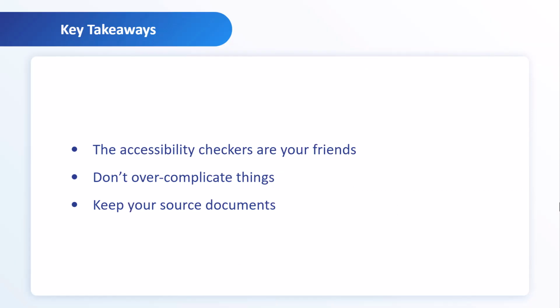So our key takeaways from today are really the checkers are your friends, and that's the Word checker as well as the Adobe checker. When you write and design documents, don't overcomplicate things. Try to keep things as simple as possible. Your heading structure, your use of forms, all those things. The simpler you can make it to communicate, the easier it's going to be to make it accessible for everyone and understandable by everyone. And then the final one is to keep your source documents, because they're much easier to make accessible than a PDF.